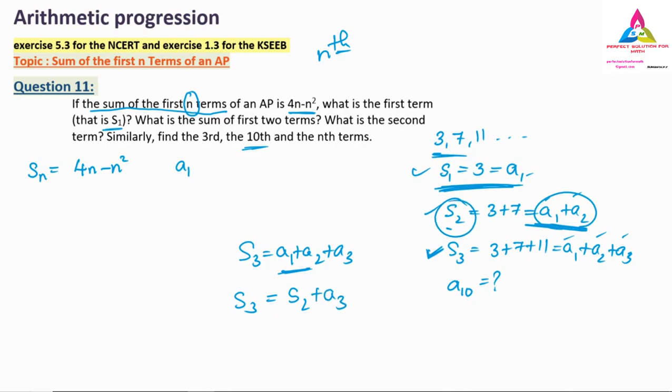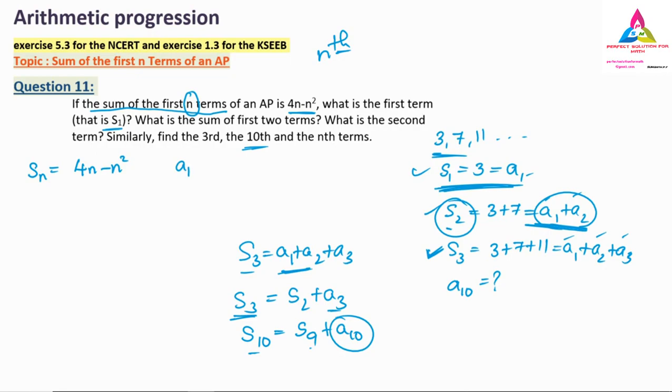So if you want to find S3, I can write down A1 plus A2 plus A3, or I can write down S3 is equal to S2 plus A3. Similarly, if you want to find S10, what you have to do is write down S9, the one previous sum, plus A10. See here, S3 means A3 you have to write. So S10 is S9 plus A10.